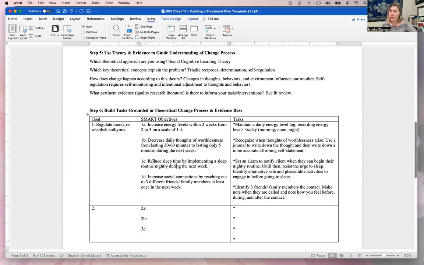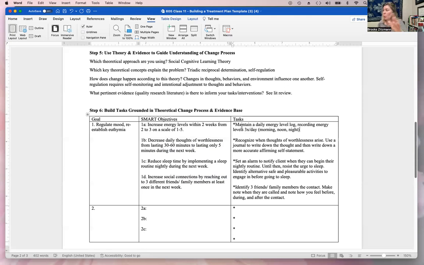Okay. Third, reducing sleep time. They were reporting hypersomnia. So we're going to implement a sleep routine that they're going to use every night over the next week until they see you again. Increase social connections. They said that they were withdrawing from people, socially isolating. So here we're going to have them increase social connections by reaching out to 3 different friends or family members at least 1 time each in the next week. Okay, you see how we became much more measurable, time-oriented, realistic, all those things.